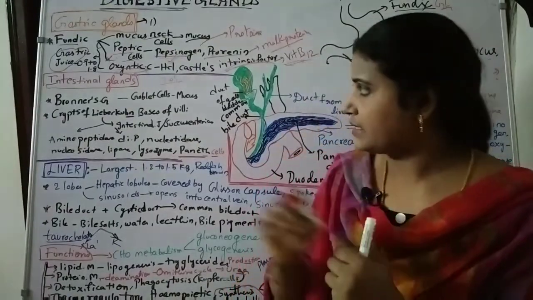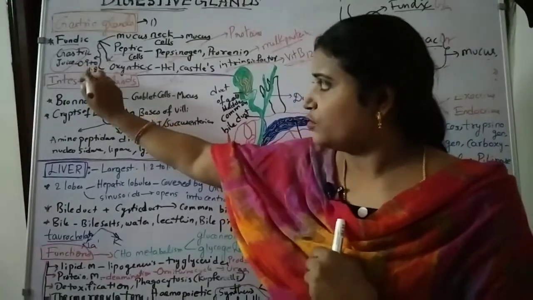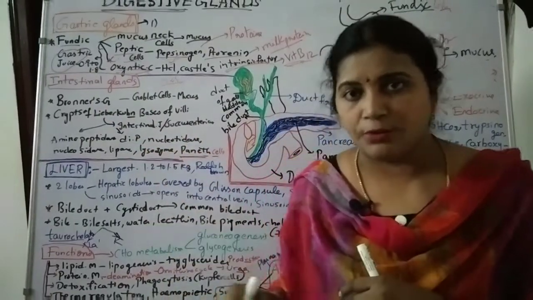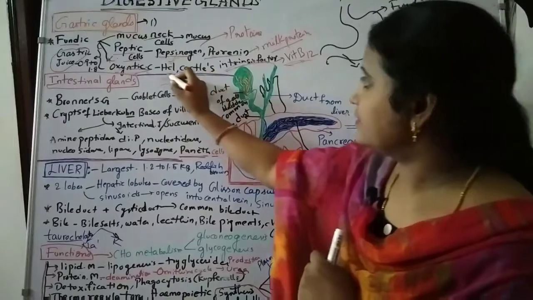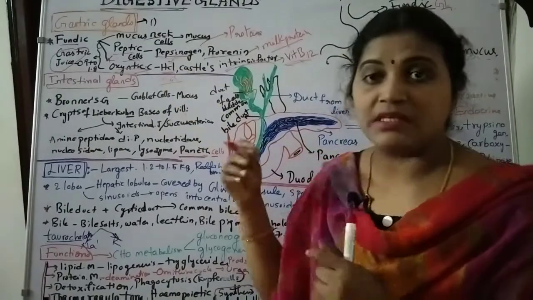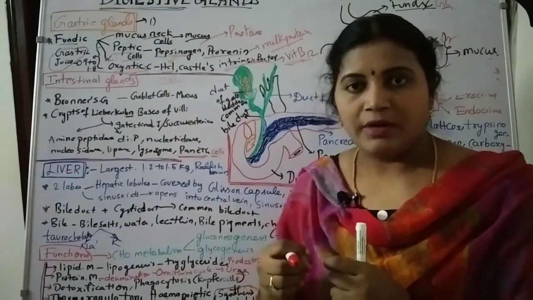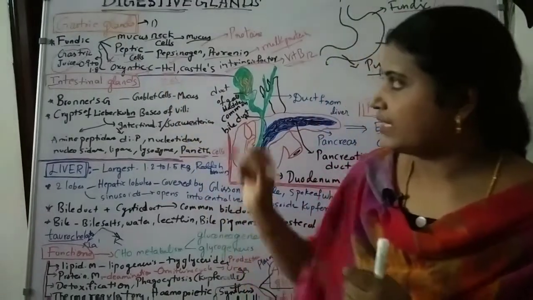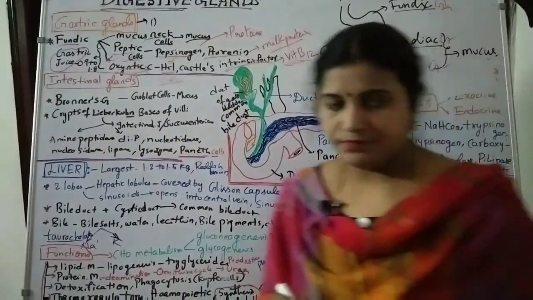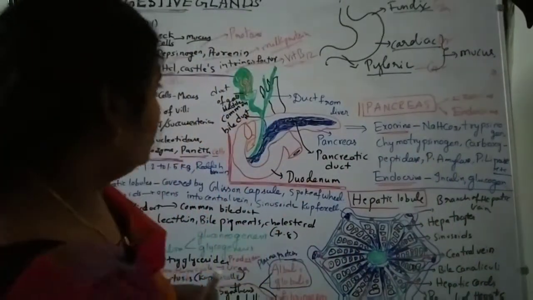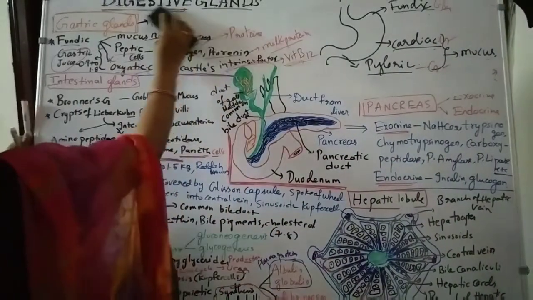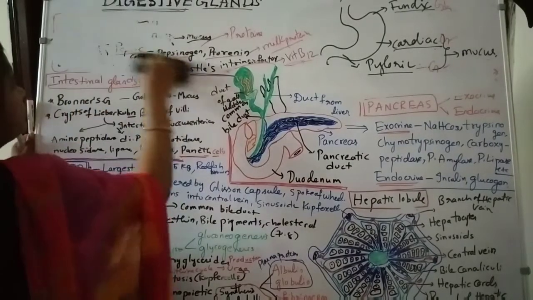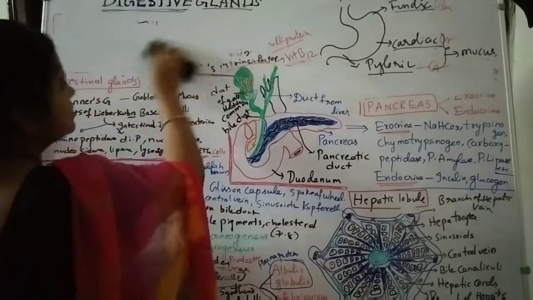What is the pH of gastric juice? 0.9 to 1.8, average 0.92. Why? Because it is acidic. See, hydrochloric acid is mixing with the food, so automatically it will be acidic. So that is about the gastric glands. Clear? Right. So now we have completed gastric glands. After that we are entering into the intestinal glands.